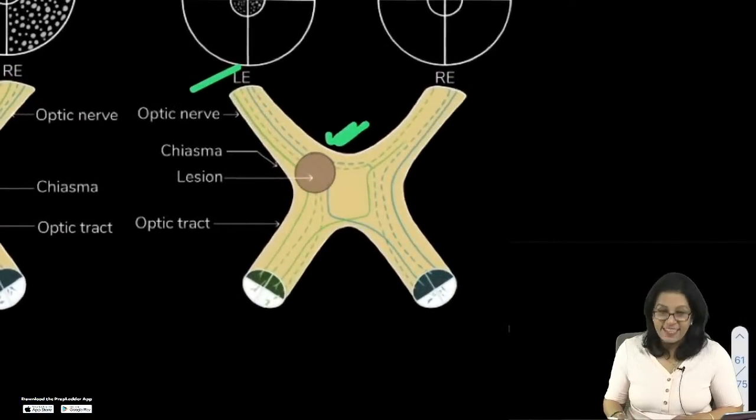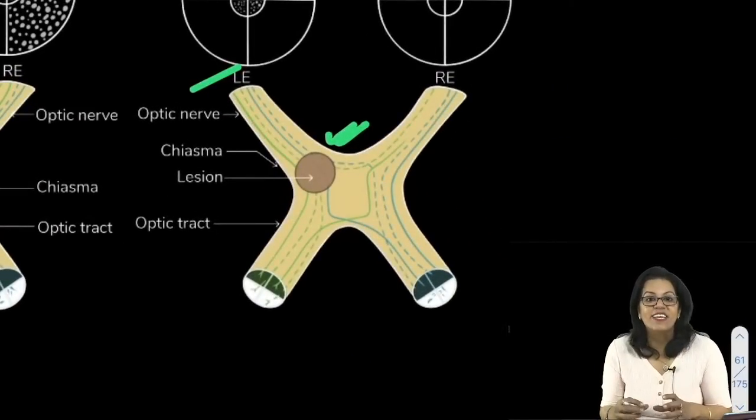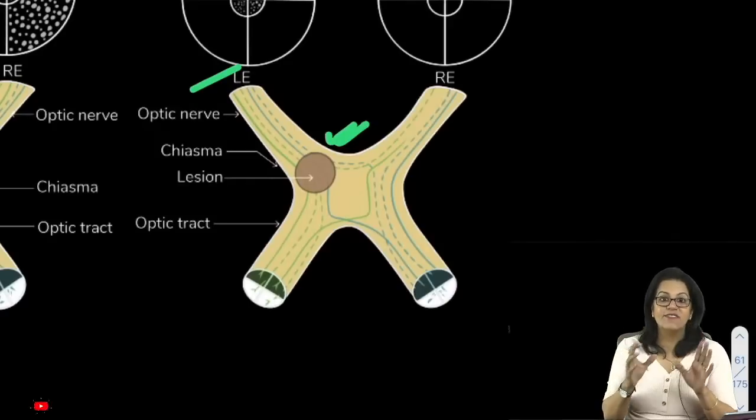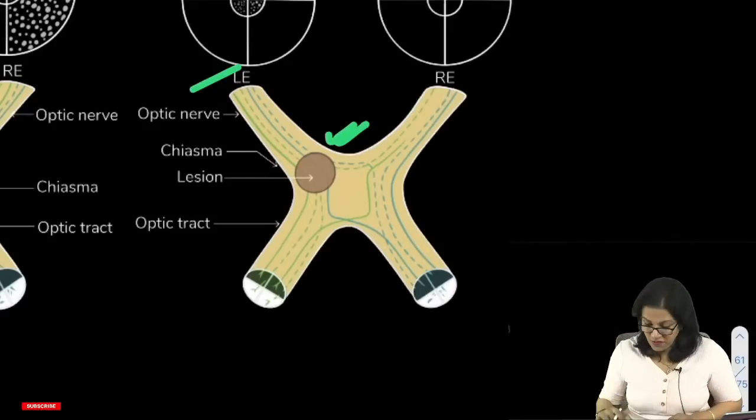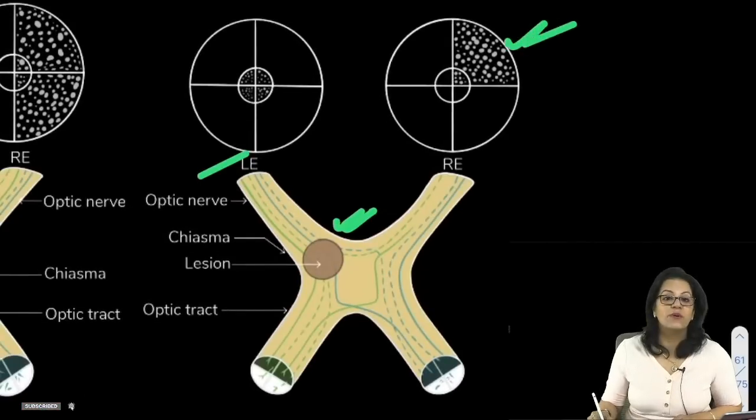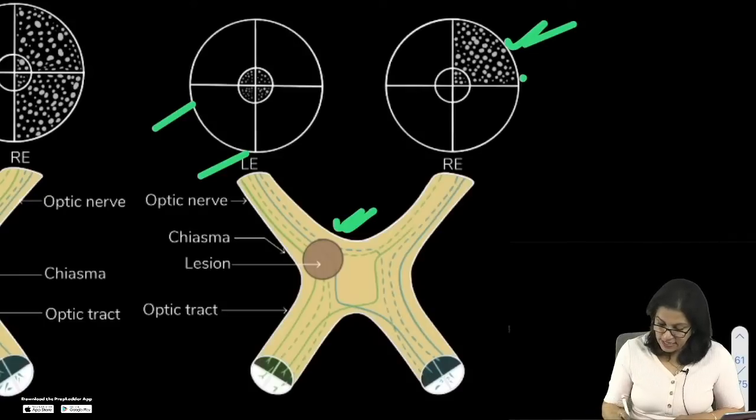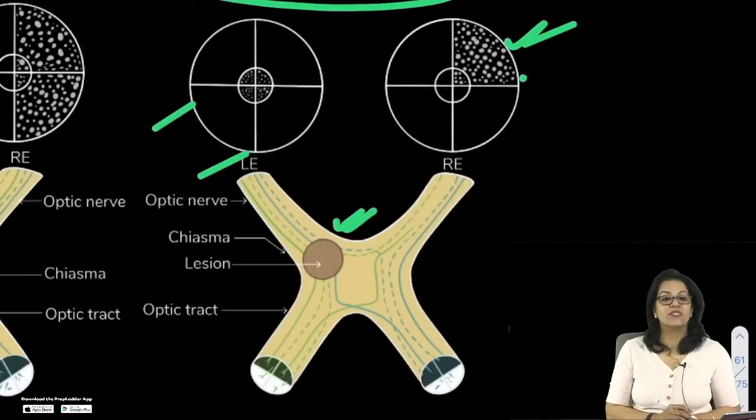So what is happening? It is involving the Willebrand's knee. So Willebrand's knee is what? Inferonasal fibers. So what will be the field effect? Superotemporal quadrantopia. So central cecal scotoma with superotemporal quadrantopia, this is anterior chiasmal lesion, we call it anterior junction syndrome.